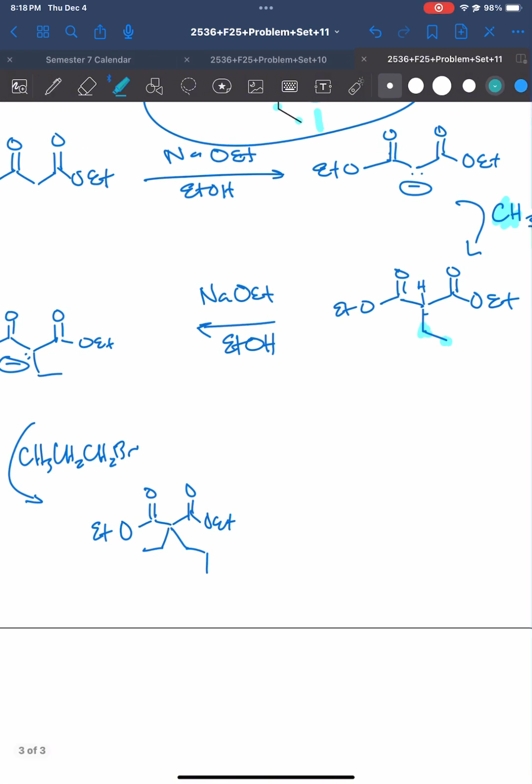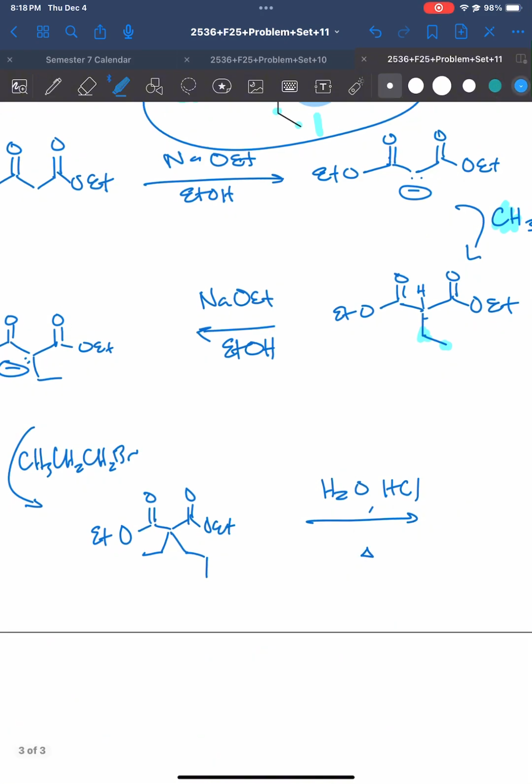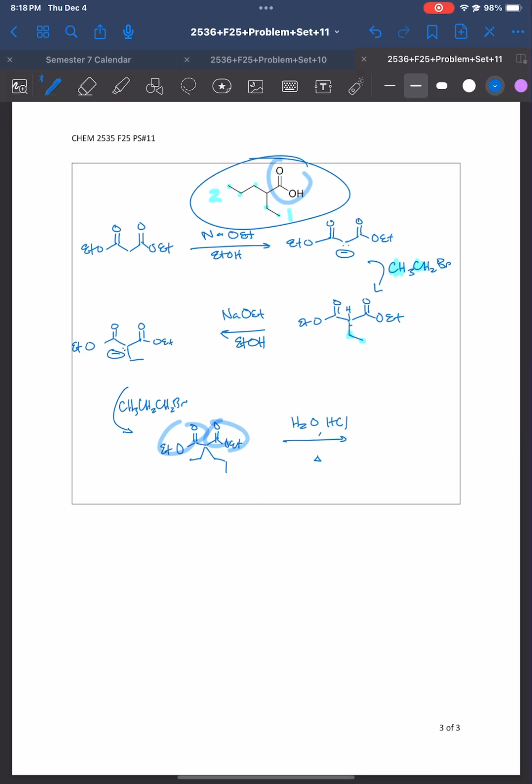As we mentioned before, we're going to react this with H2O, HCl, and heat. And what I like to think of is that it just gets rid of these groups and replaces them with a carboxylic acid. And that's going to get our product. If I can draw this out, I might have added an extra carbon. I don't think I did. But yeah, this is going to be our product here.